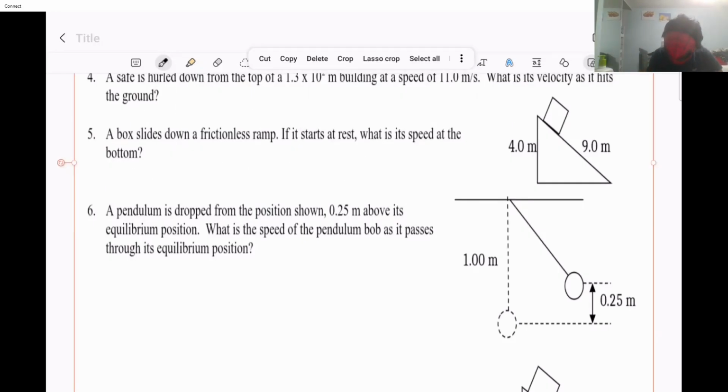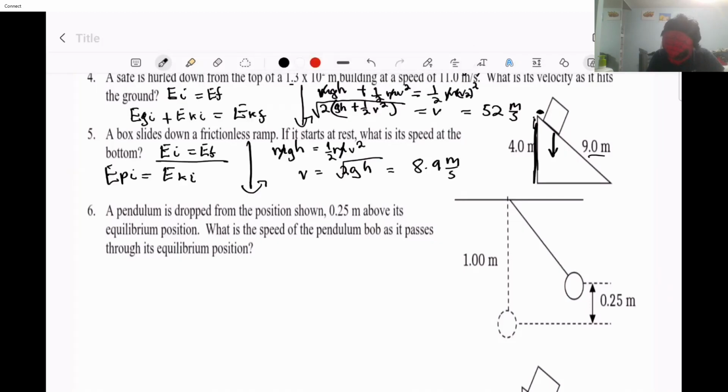So a pendulum is dropped from a position shown 0.25 meters above its equilibrium position. What is the speed of the pendulum as it passes through its equilibrium position? I'm going to assume that at its equilibrium position, the gravitational potential energy is 0. I'm thinking of it the same way as when it hits the ground, where the gravitational potential energy is 0. So with that in mind, I'm going to solve this question.